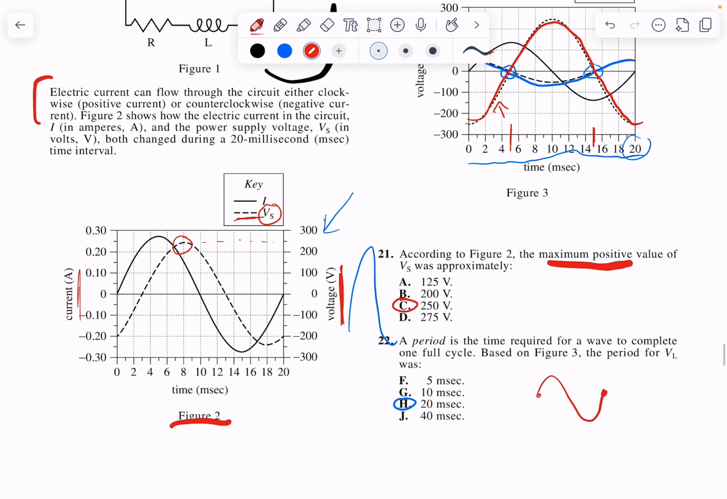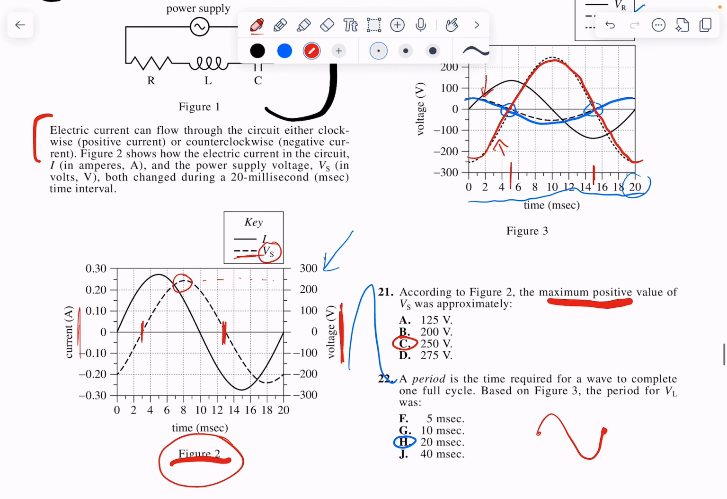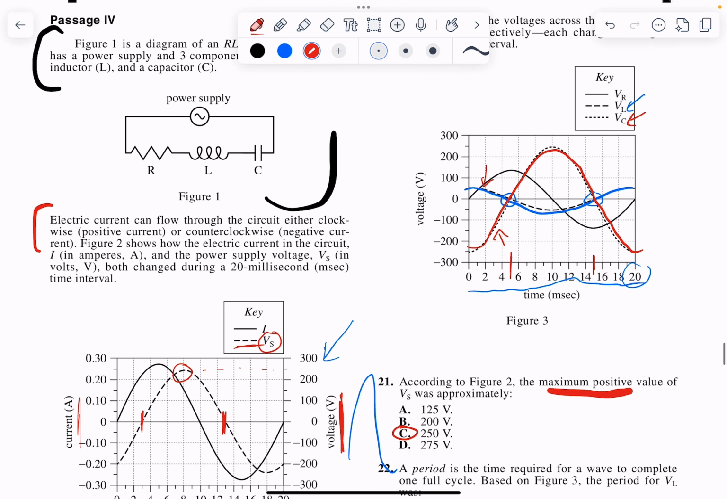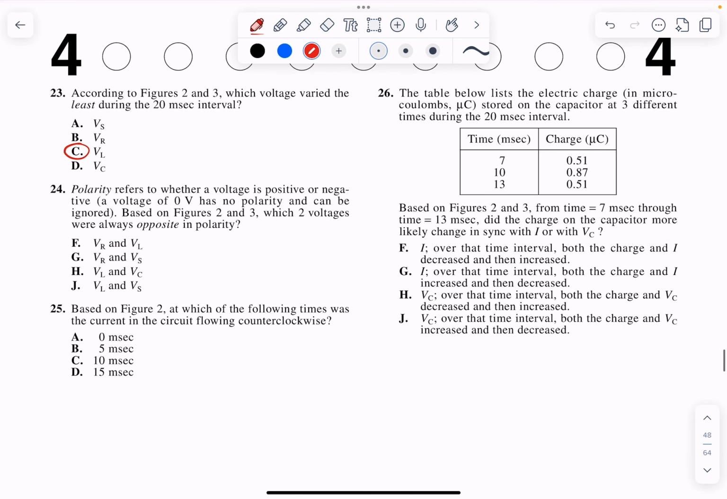We can also check. It did tell us to reference figure 2 here. This guy, though, V sub S is switching at the 3 and 13 mark. So that also doesn't quite line up. So we'll say that that was VL and VC. Those are the two that are alternating, one positive and the other negative, having opposite polarity.